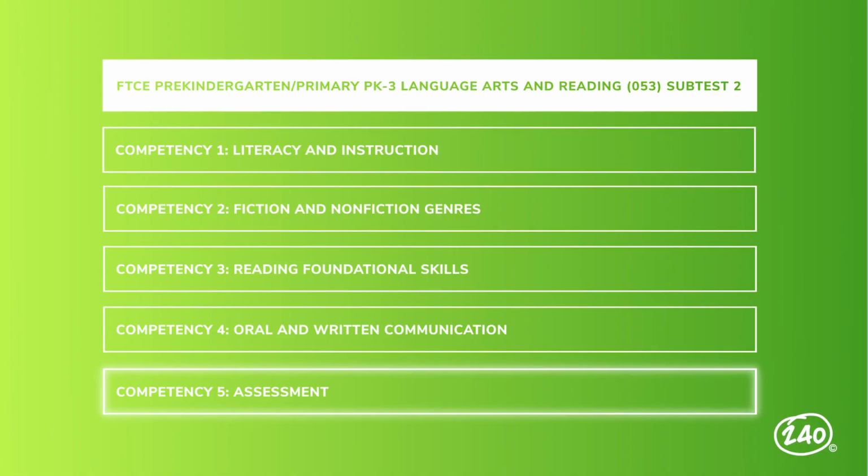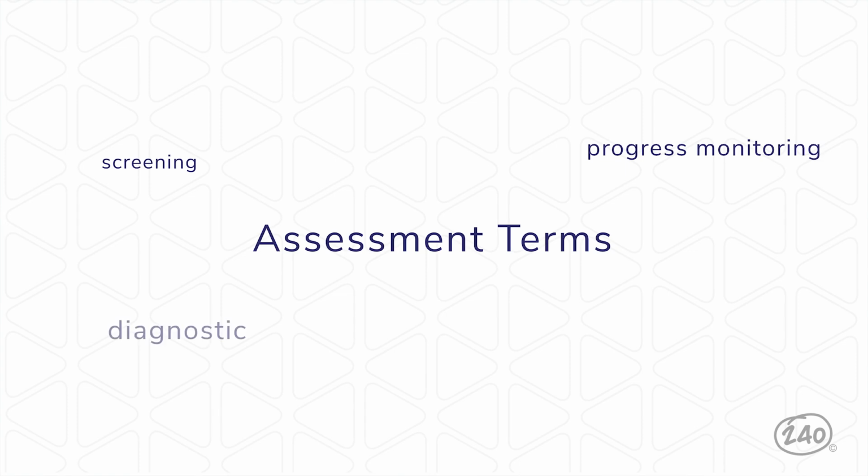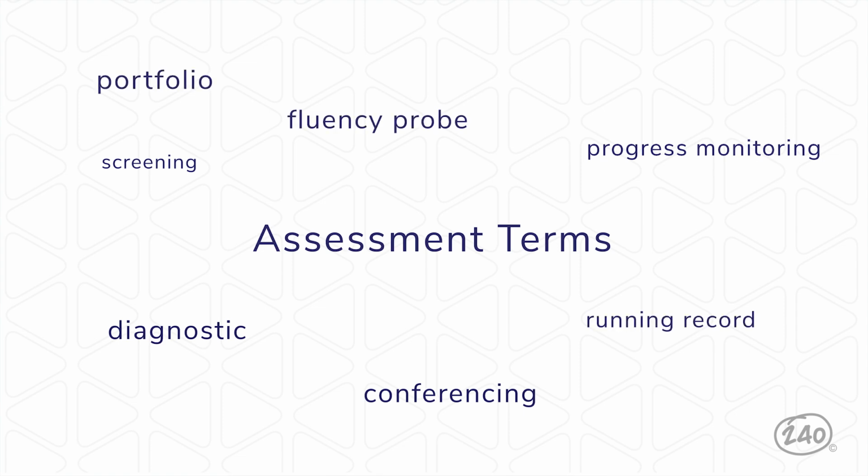Let's take a look at the last competency. Competency 5 will test your knowledge on language art assessment for pre-kindergarten and primary students. There's a lot that goes into assessing students in reading and writing. You should be familiar with general terms like screening, progress monitoring, diagnostic, and conferencing, and specific assessments too, such as a fluency probe, running records, and portfolio. But let's dig into that last one.